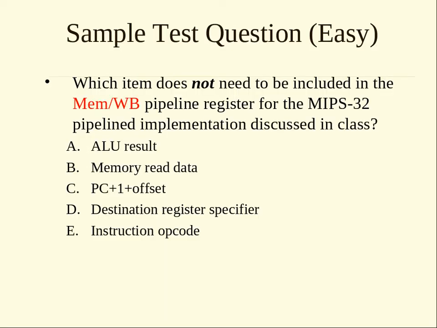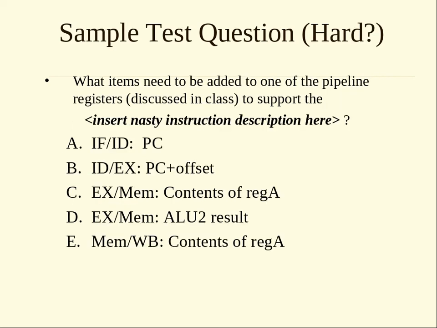So, a sample test question might be: which item does not need to be included in the mem write back of our, well, it should be LC32? Well, PC+1 plus offset, because by the time you get to write back, you no longer need to know where you're going, because it's in the memory stage that we decide where the PC is going.